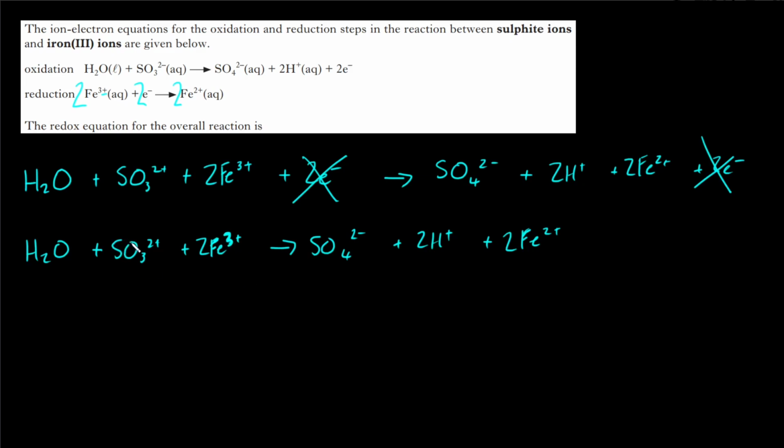So you can see there, while this is quite straightforward to do, it is very easy as well to make daft little mistakes, especially if you forget to put in the charges on the ions, or if you left in these electrons. That's the only time that you could probably drop marks here.